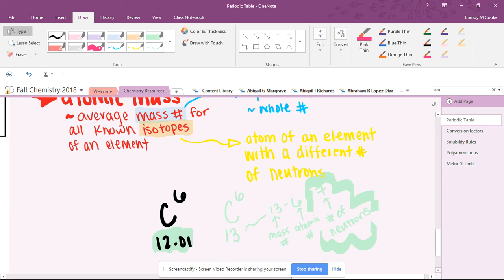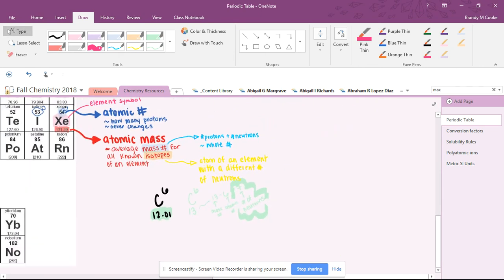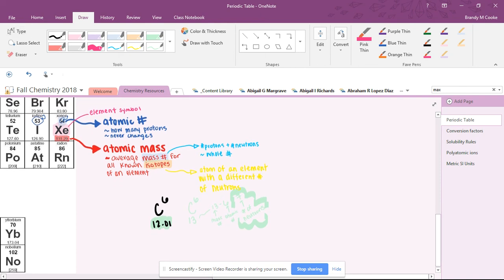So mass number is the whole number. Atomic mass is the average of all the isotopes in their abundance, in terms of what percentage of the carbon on Earth is carbon-12 versus carbon-13, et cetera. So there you have the periodic table square.